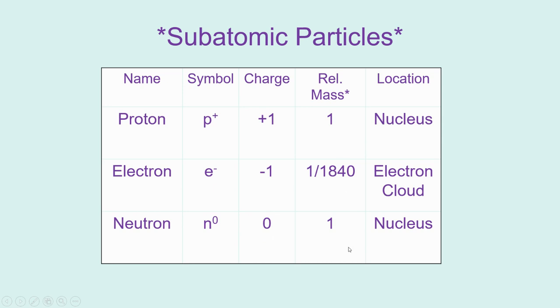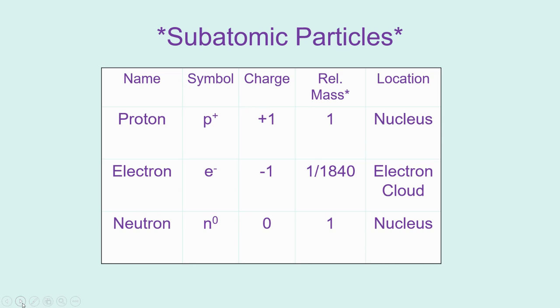This next column is called relative mass. We tend to use relative mass because the masses of these things are so tiny. It's a little bit easier for us to think about in terms of more usable numbers. So we use a relative mass, meaning in comparison to each other. So we see that the proton and the neutron are about the same size. We give them a relative mass of 1. However, the electron is much tinier. It is only 1/1840th the mass of a proton or a neutron.